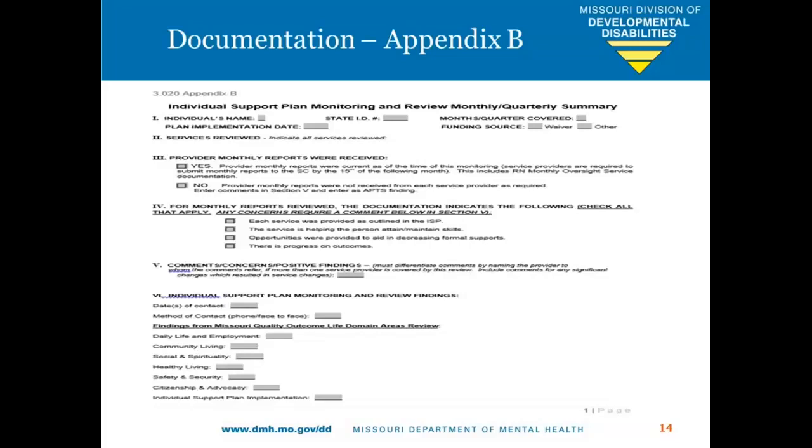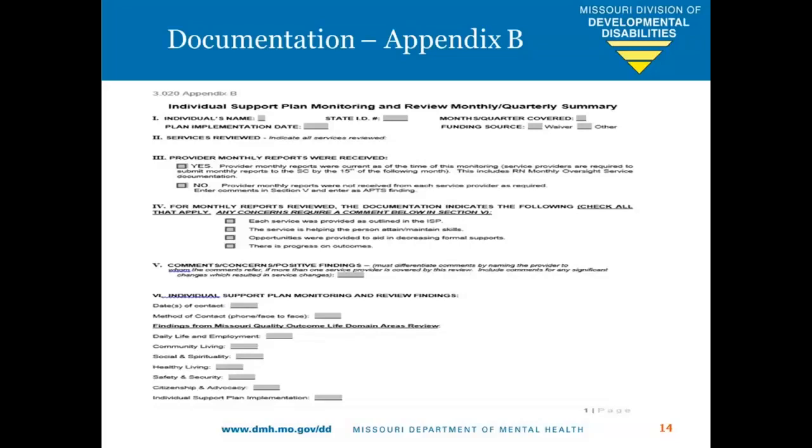The support coordinator will mark all that apply in Section 4, and any concerns require a comment to be made in Section 5. In Section 6, the support coordinator will include dates they had contact with the individual and whether that contact was by phone or face-to-face. This contact may occur any time during the quarter. This section will also include any monitoring findings that were identified in the Missouri Quality Outcome Life Domain areas.